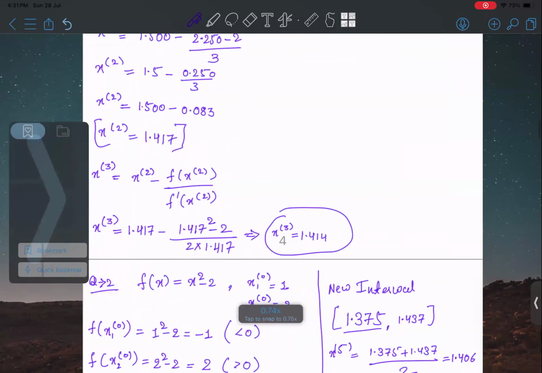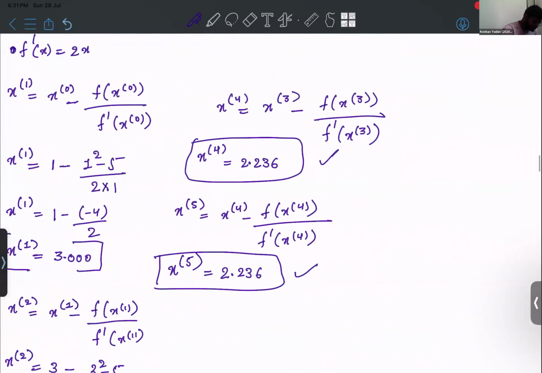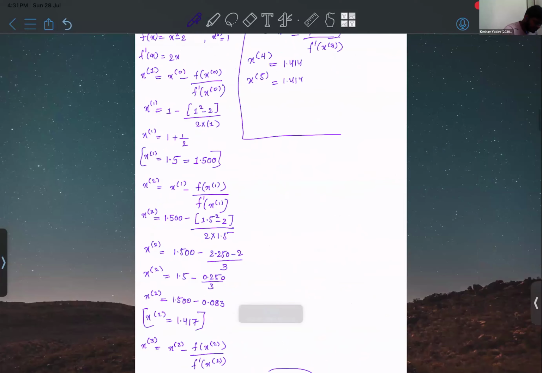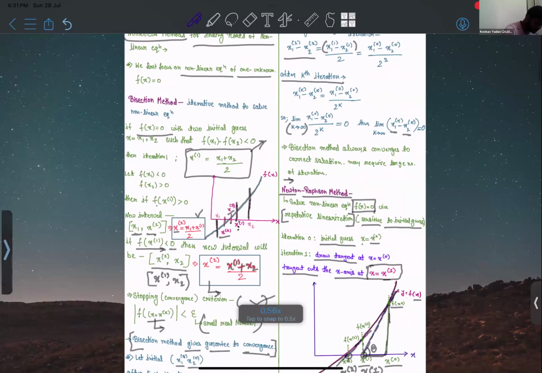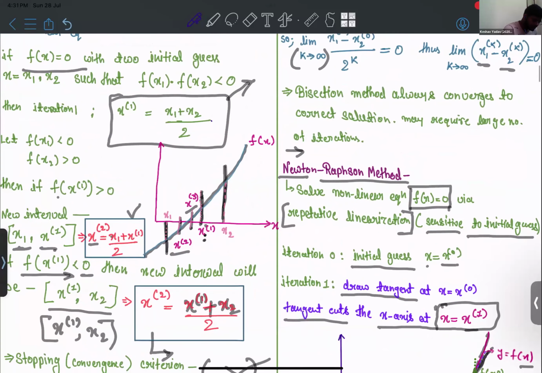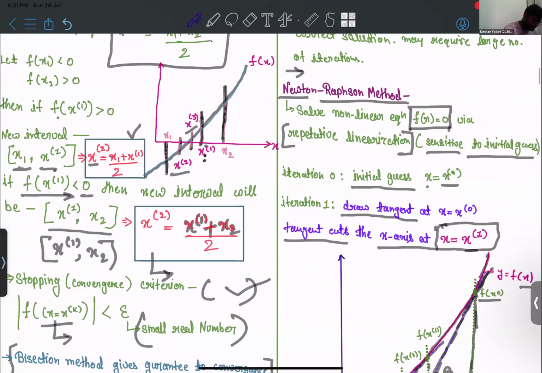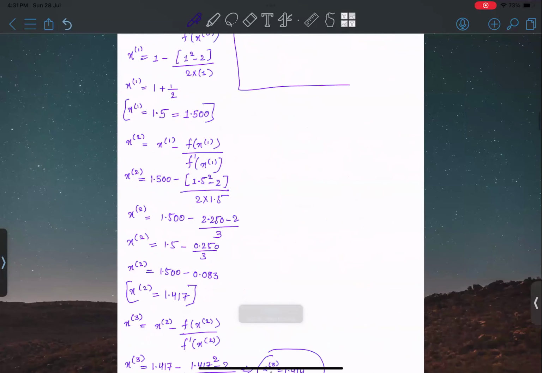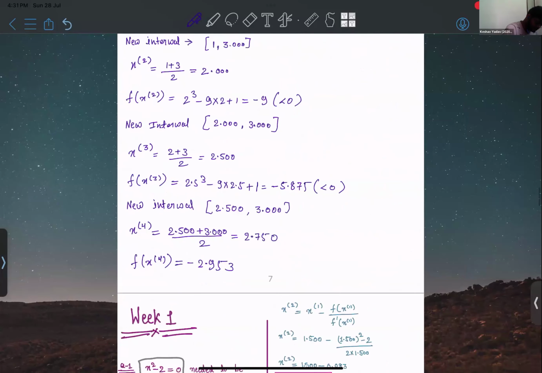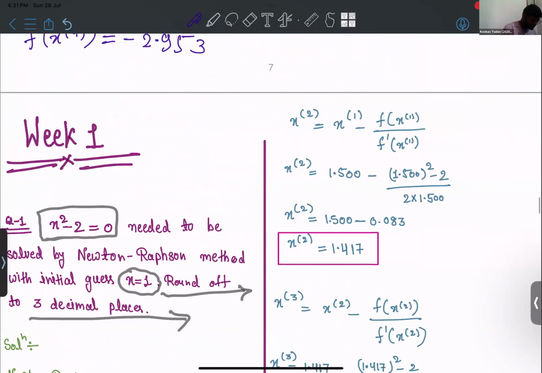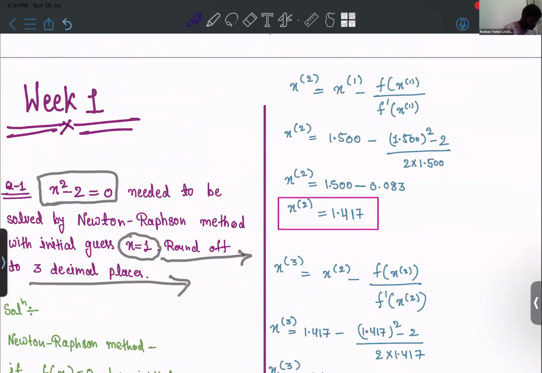So what we have covered here, maybe you have seen, is that first we discussed the bisection method, then the Newton-Raphson method. In the bisection method and the Newton-Raphson method, we have solved some problems. Suppose this was the first problem: x square minus 2 equal to 0 is to be solved by the Newton-Raphson method. The initial guess was x equal to 1, and we want to find the results up to third decimal places.